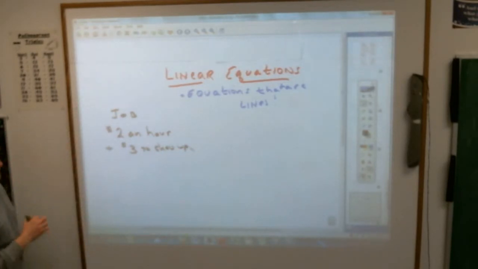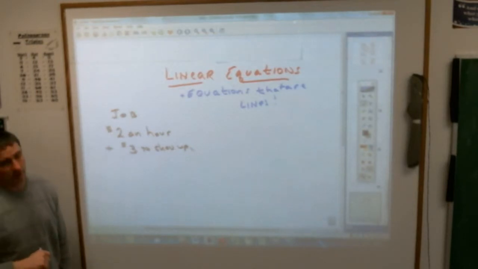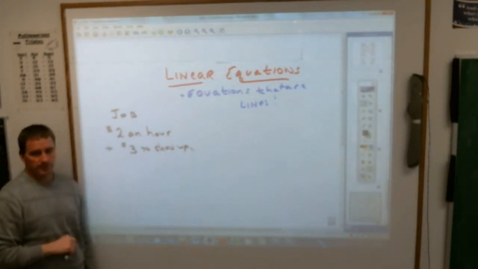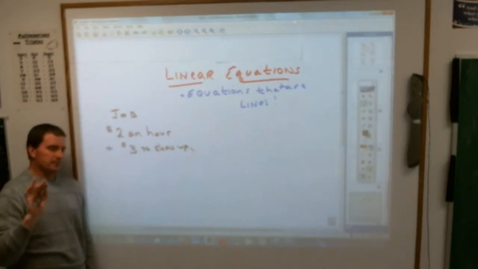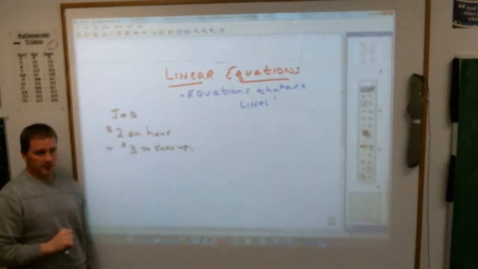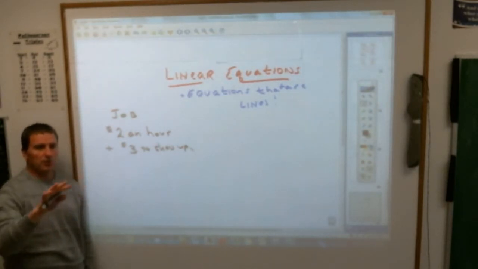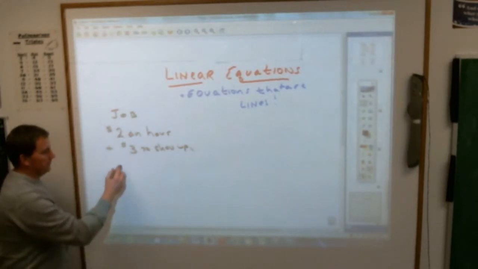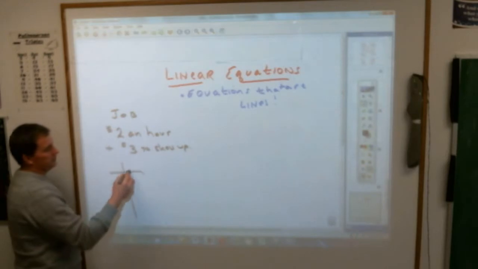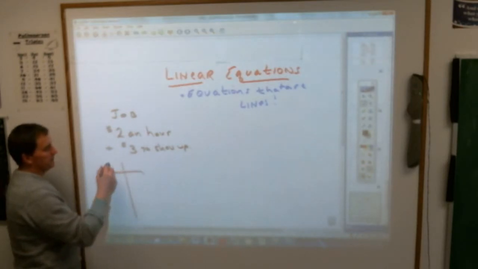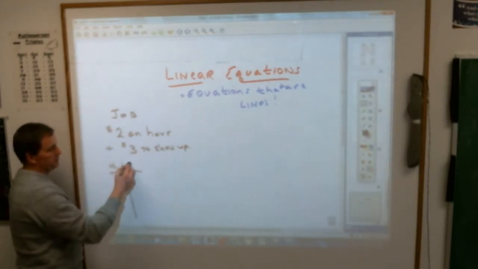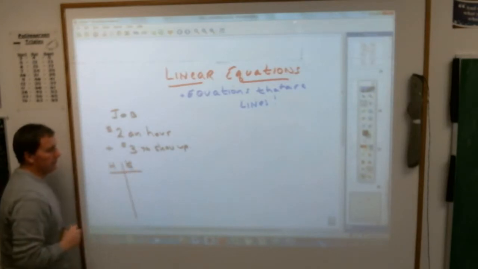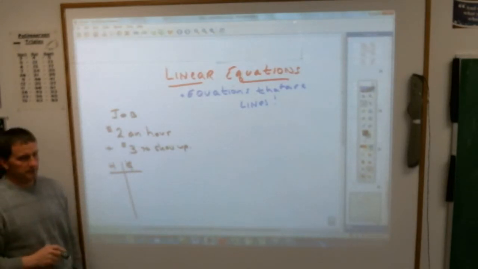Now, if you wanted to write an equation for that, everybody know what that equation would look like? Now, think about it. People have a hard time with this, okay? When you don't know what the equation is, put some examples in. Here, let's make a chart with some examples. This is the number of hours you work, and this is how much your pay is. Let's put some examples in there, okay?